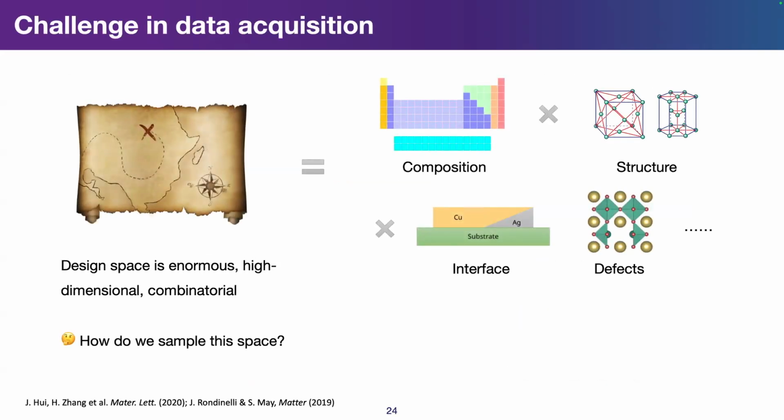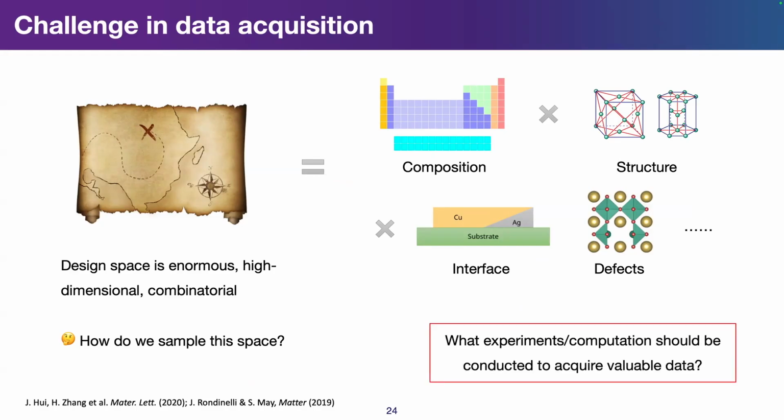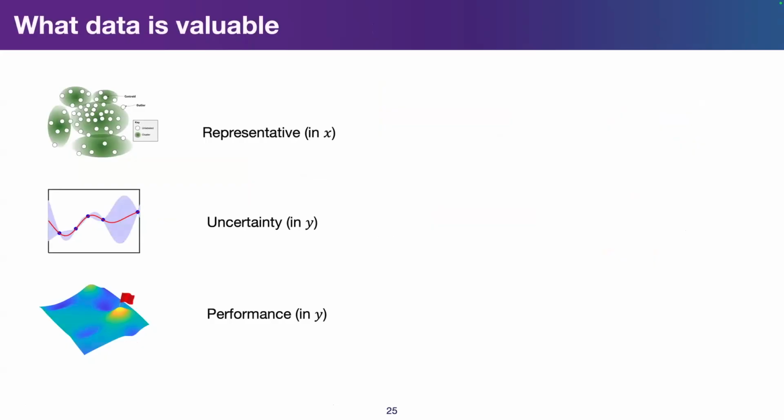Now we go back to this material design space. This map is actually a combination of materials composition, structure, as well as other complexities. So this is an enormous design space. The question here is, how do we sample this space? Or in more technical language, what experiments or computation should be conducted to acquire the most valuable data? Now you may ask, define valuable.